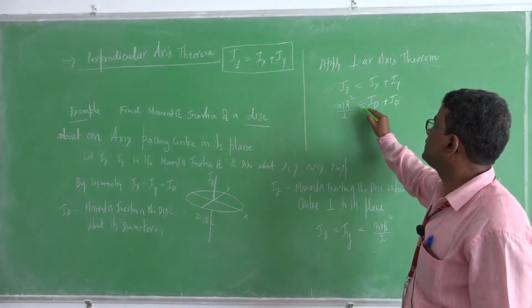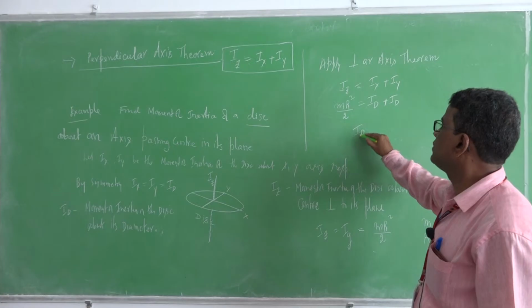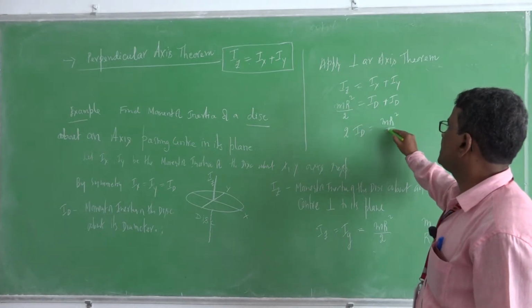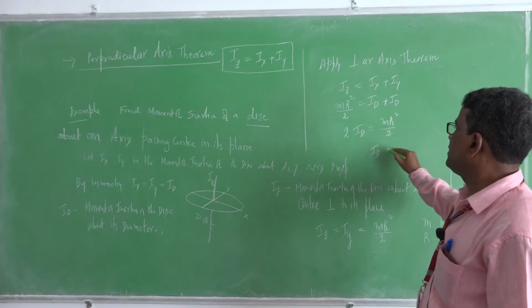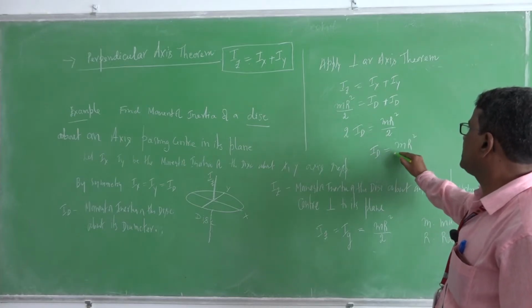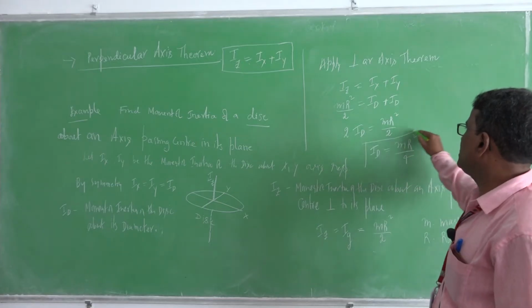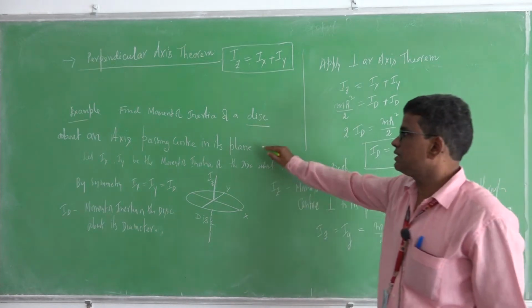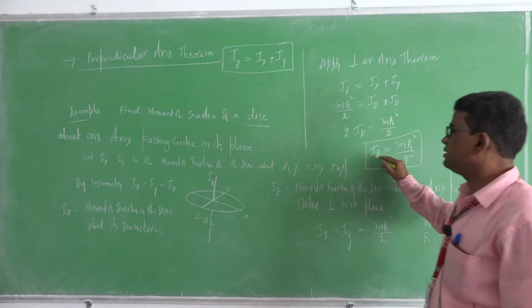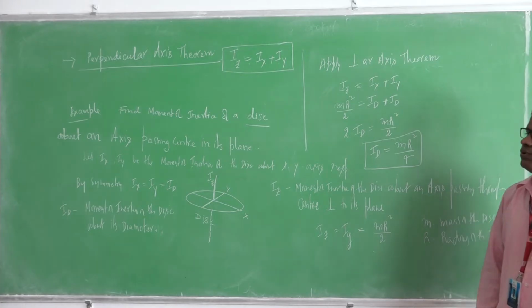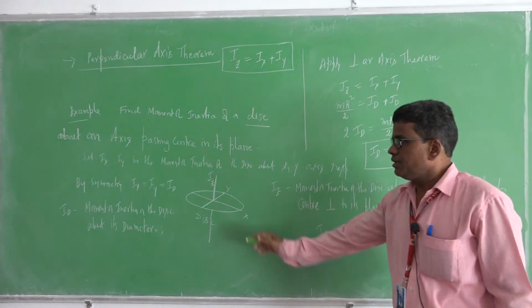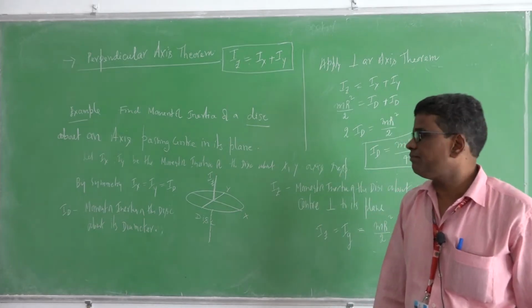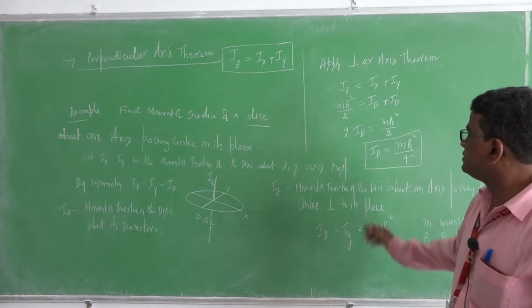I want Id. So 2Id is equal to mr square by 2, so Id is equal to mr square by 4. Okay, so this is the answer. For this question, the answer is Id is equal to mr square by 4. Here I applied the perpendicular axis theorem.